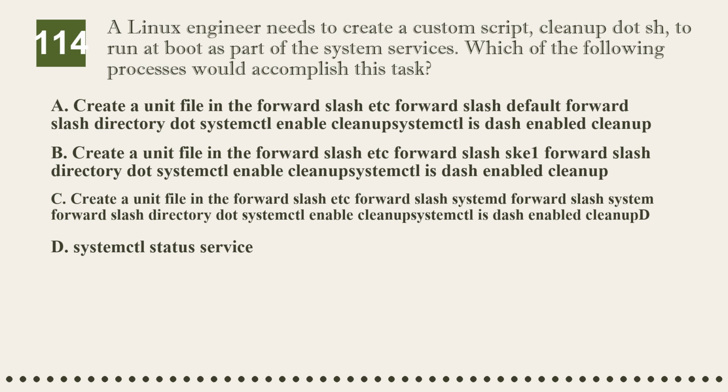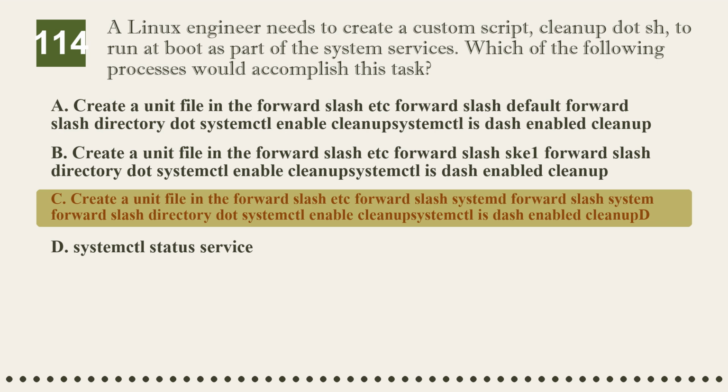Option C, create a unit file in the /etc/systemd/system/ directory. systemctl enable cleanup, systemctl is-enabled cleanup. Option D, systemctl status service. The correct answer is option C.